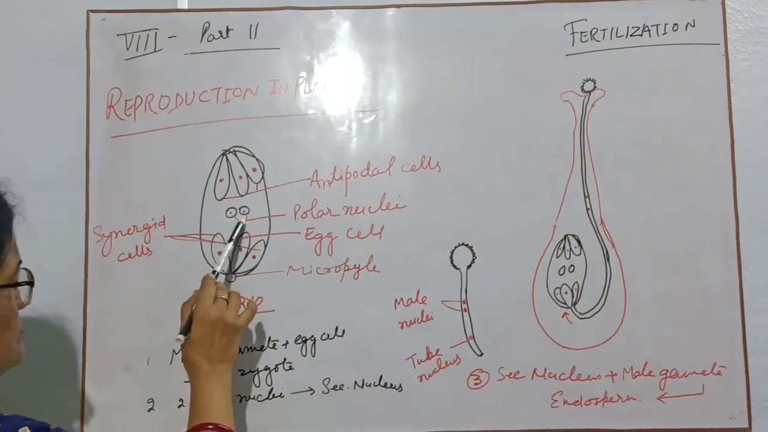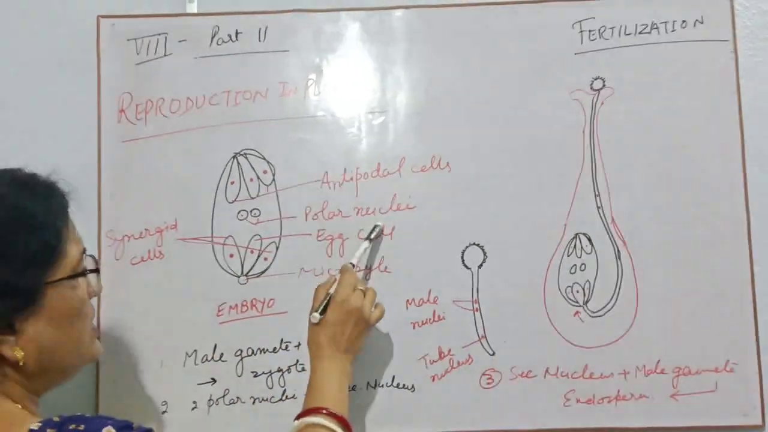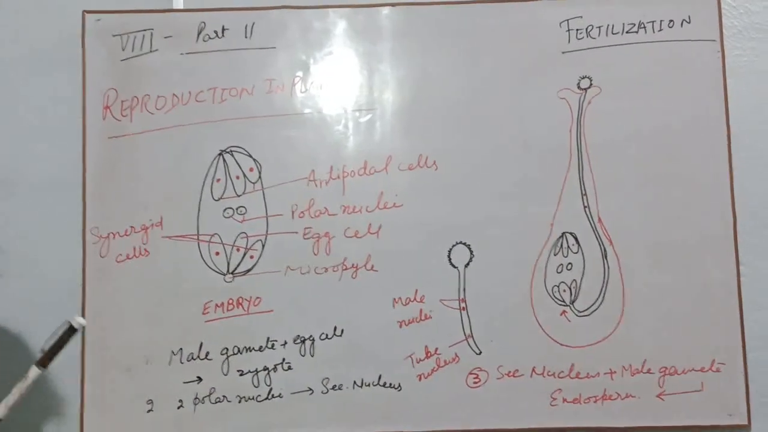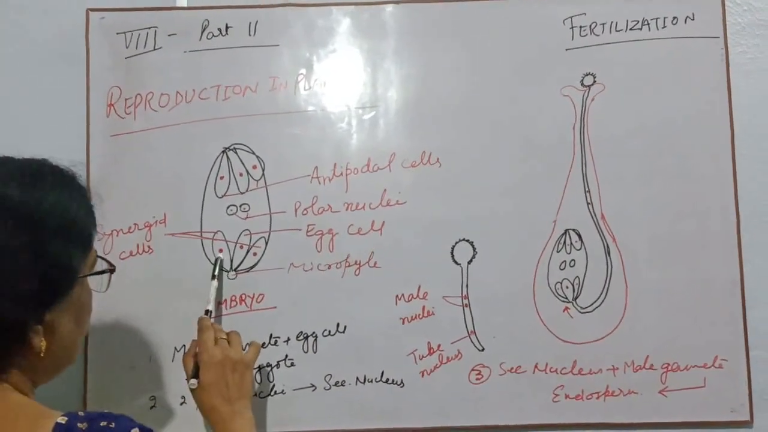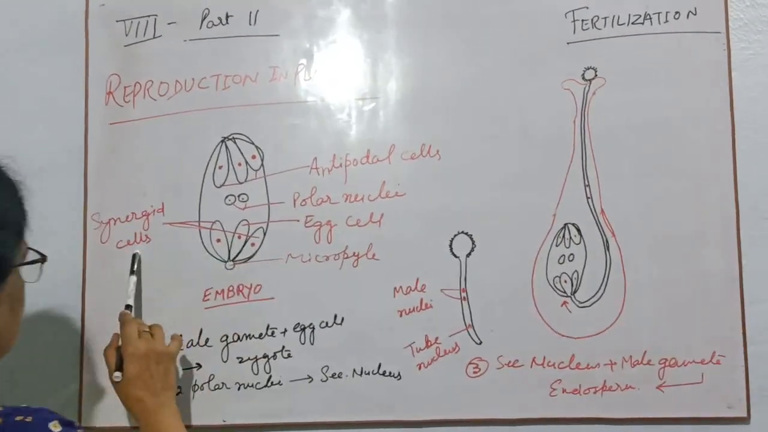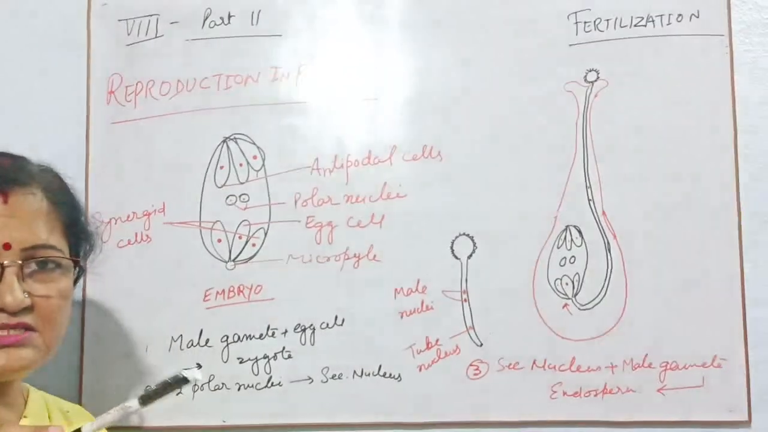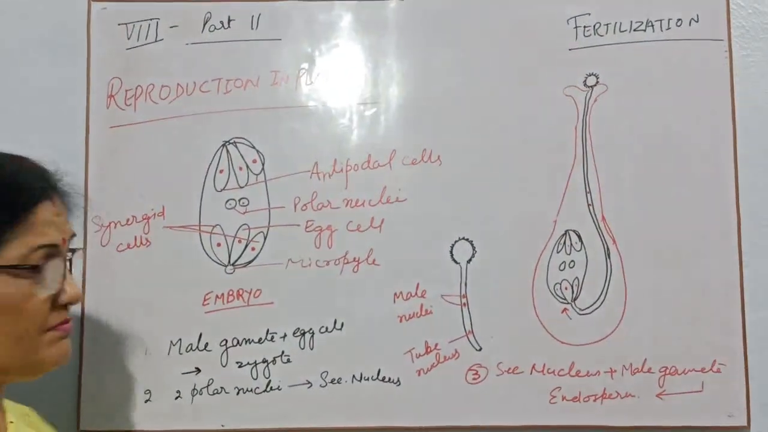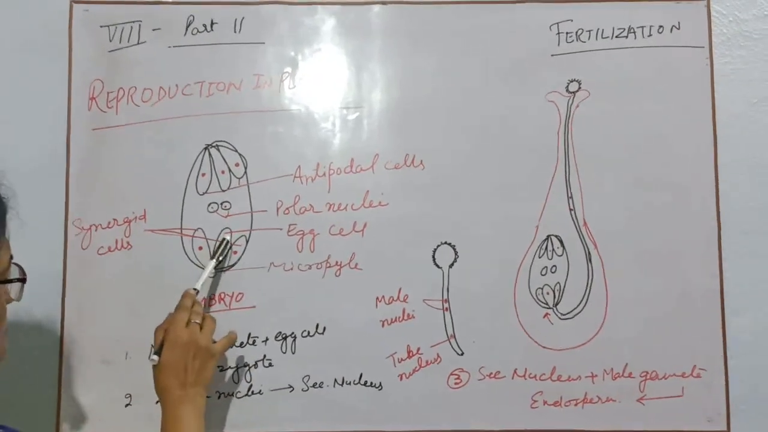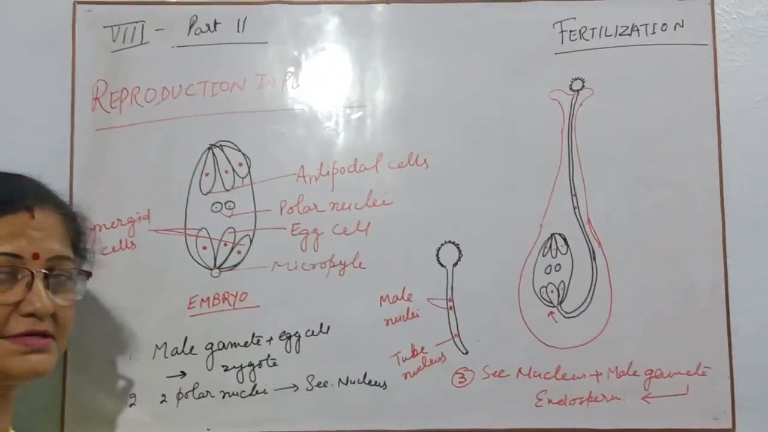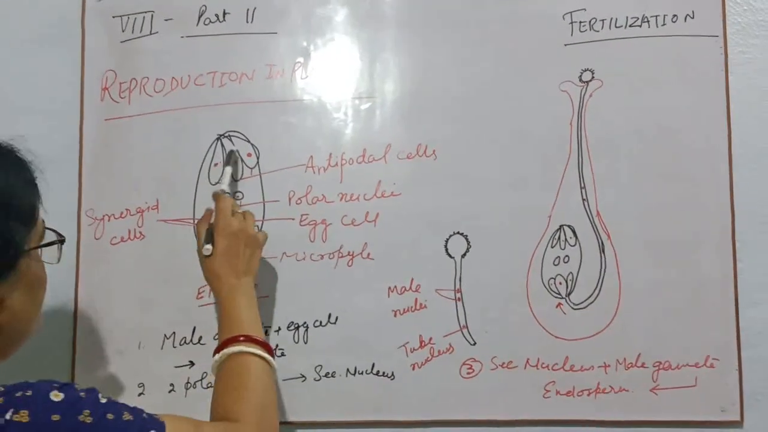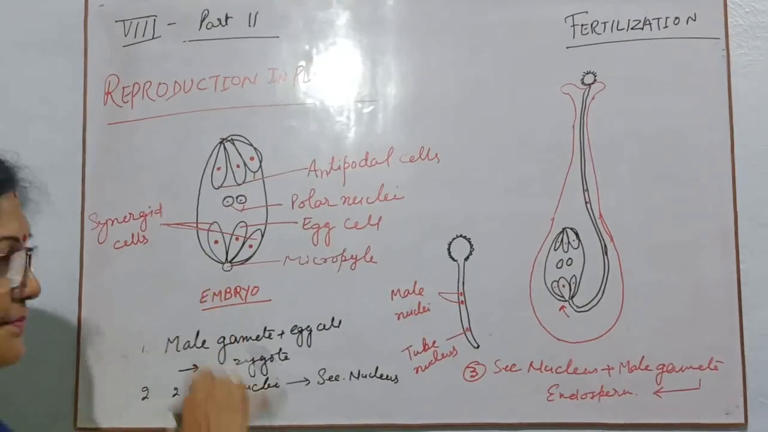Next to these, 2 cells are called polar nuclei. They are present in the middle of the ovule. At the last end there are 2 synergid cells. Children, you know synergid means helping. So these 2 cells are helping cells. They help the middle one, that is the egg cell. The egg cell is the female gamete. So these 8 cells will form an embryo.